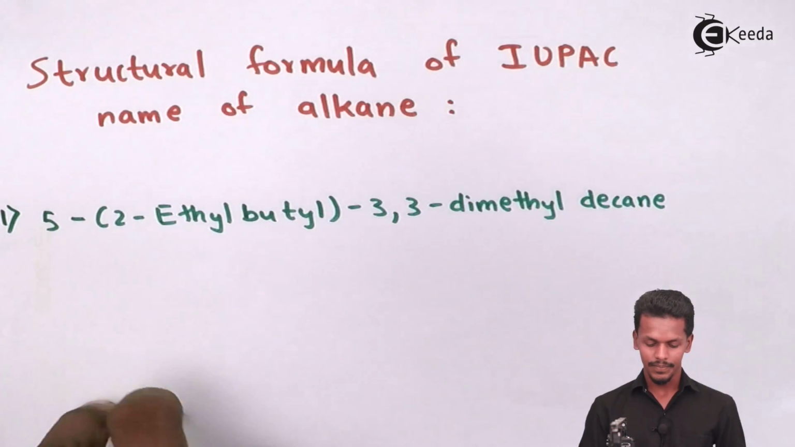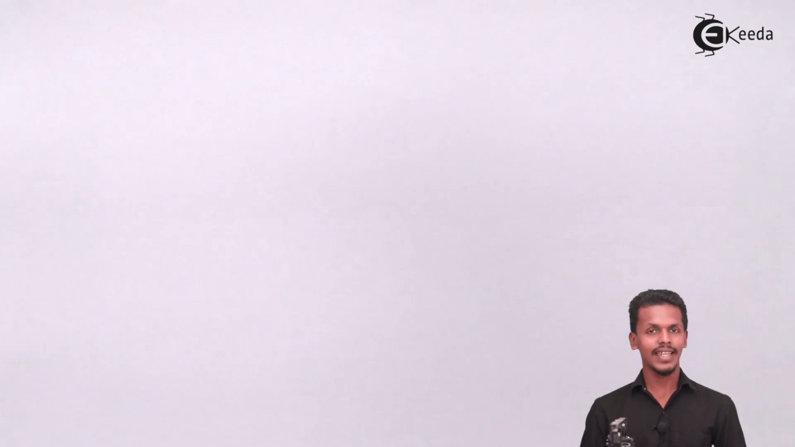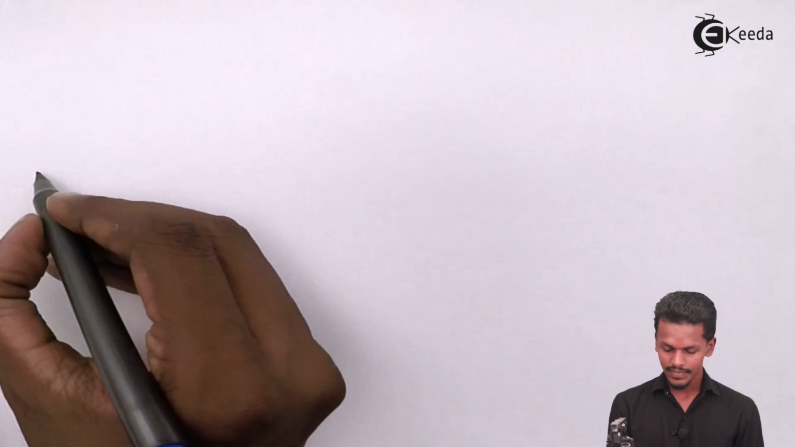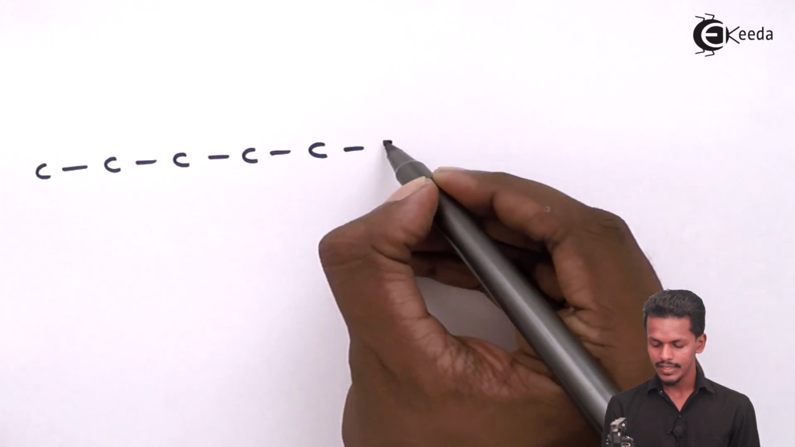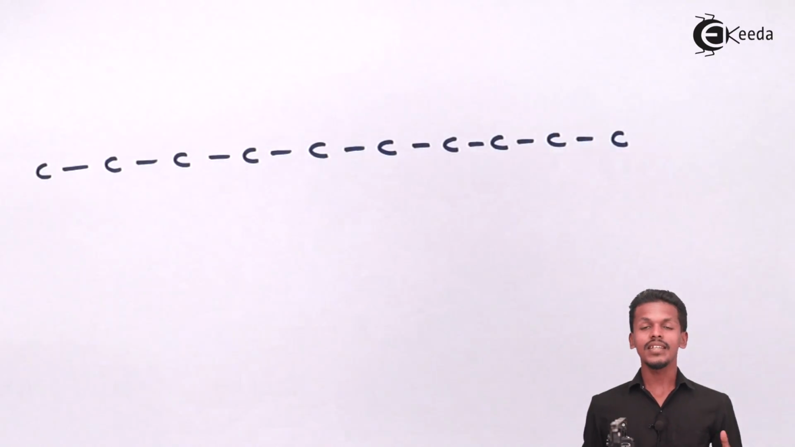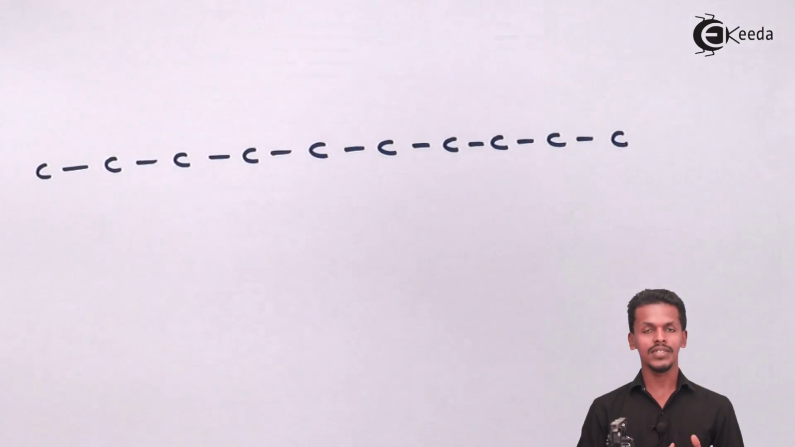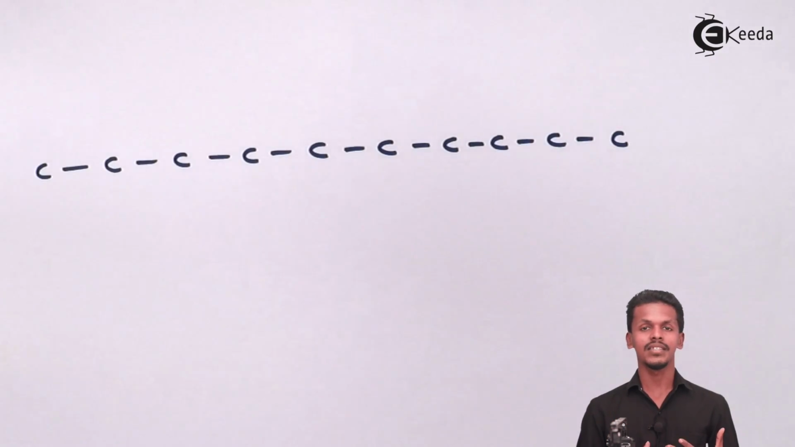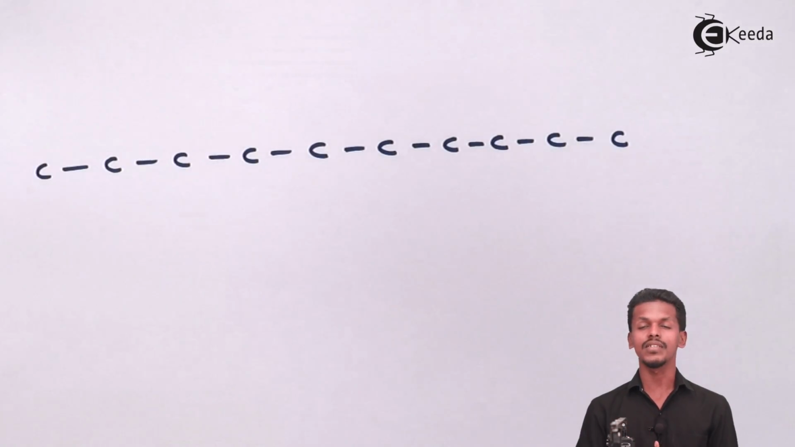So let us draw that. Because it has the parent hydrocarbon decane, we write 1, 2, 3, 4, 5, 6, 7, 8, 9 and 10. So these are the 10 carbon atoms present in a continuous chain. This will be the longest form, because as we have studied in the rules of IUPAC, the parent hydrocarbon represents the longest continuous chain, and decane is now the longest continuous chain.